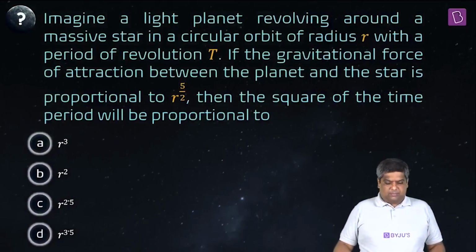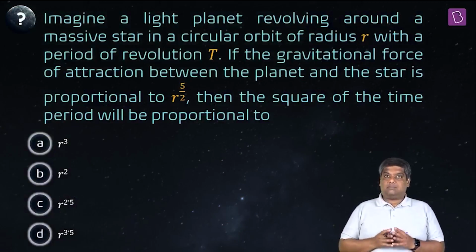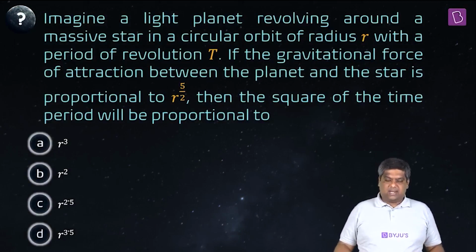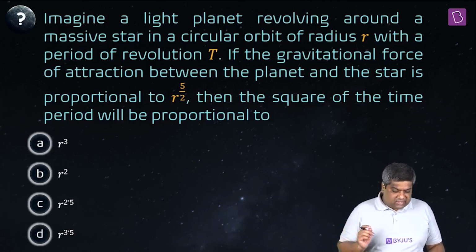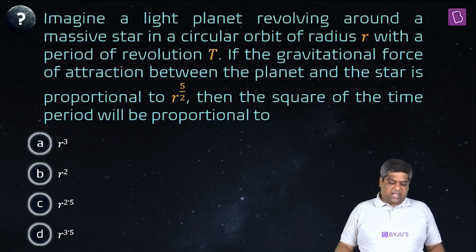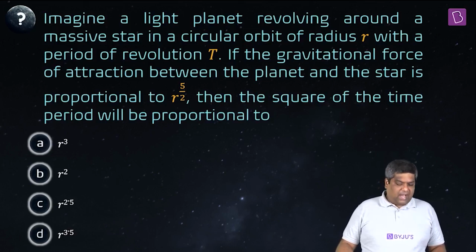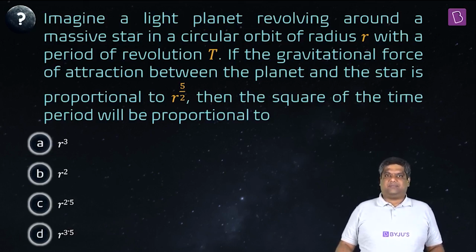Imagine a light planet revolving around a massive star in a circular orbit of radius r with a period of revolution T. If the gravitational force of attraction between the planet and the star is inversely proportional to r to the power 5 by 2, then the square of the time period will be proportional to. And the options are r cube, r square, r to the power 2.5 and r to the power 3.5.